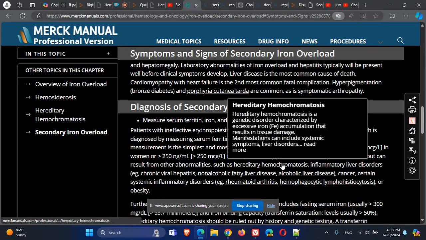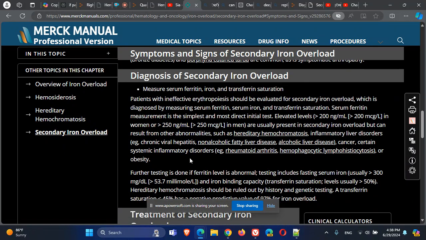Okay, so how do we diagnose it? We check for iron levels. We check for transferrin saturation. Transferrin is the protein that has the role of transferring the iron in the body from place to place, from tissue to tissue. If there is a problem in transferring, the iron gets stuck in the liver.